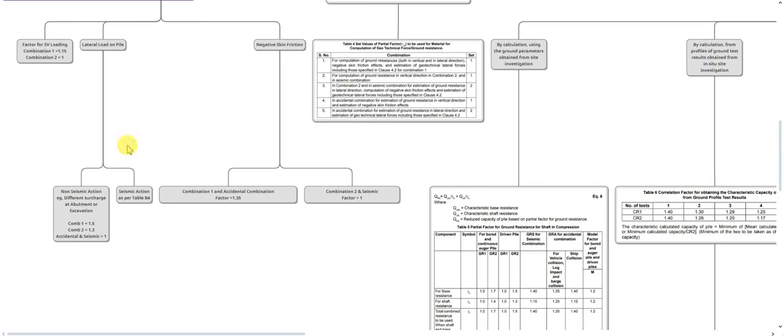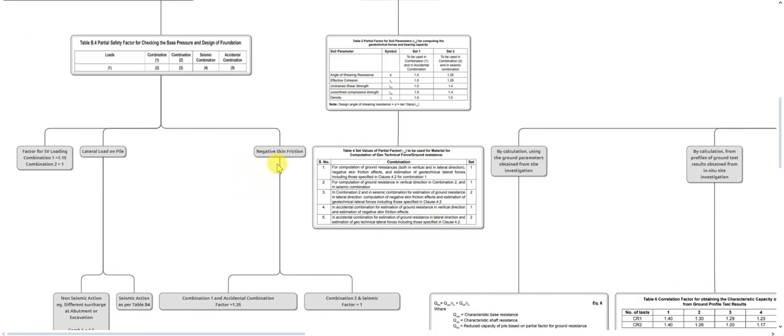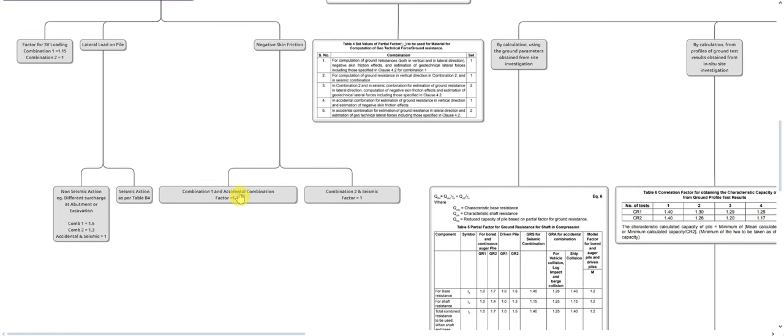Again, for seismic action, meaning the lateral load on pile due to seismic action, we shall refer to table B4 itself. And there is a case of negative skin friction. When a pile is subjected to negative skin friction, or in the calculation of negative skin friction, for combination 1 and accidental combination, the factor shall be 1.35. For combination 2 and seismic combination, the factor shall be 1.